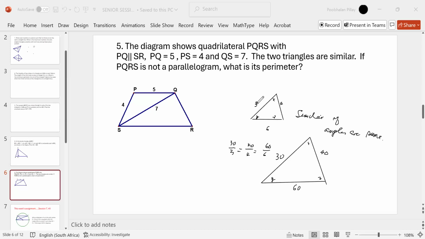Why did I say this? I'm saying that if I named these sides as A, B, and C, and P, Q, and R, and these triangles are similar, then you can conclude that A over P equals B over Q equals C over R. So the ratios of the sides are the same. That is why we say they're in the same proportion.